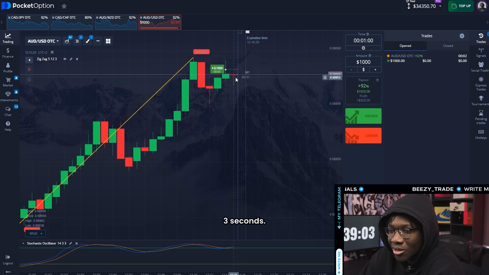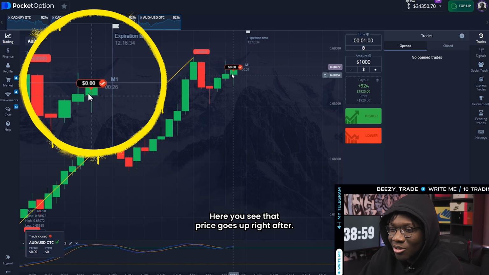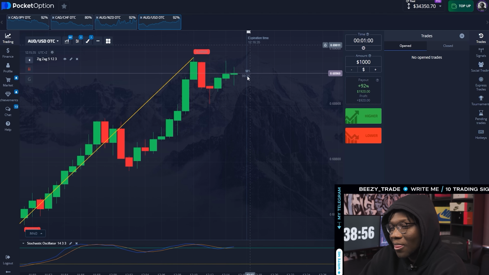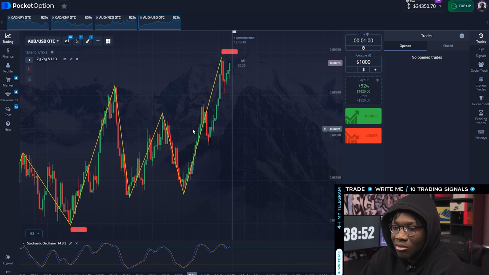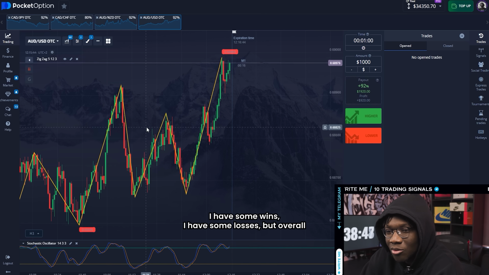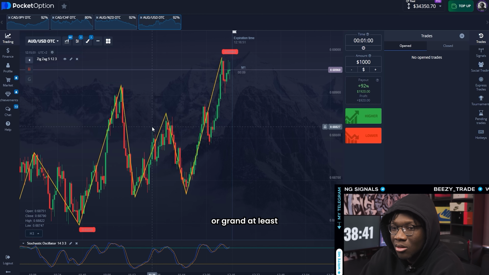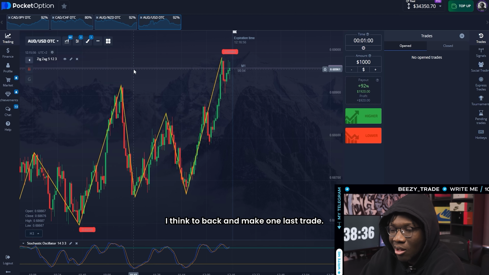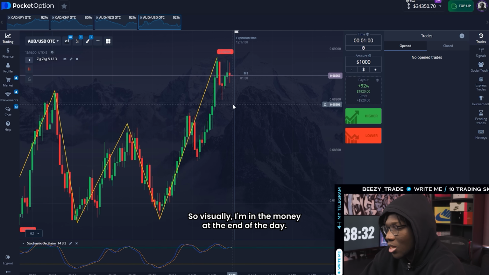3 seconds. See, if I had waited and I entered anywhere here, you see that price goes up right after. So probably I would have won that trade, but I think you can see how my strategy is working. I have some wins, I have some losses, but overall I'm profitable, plus $1,000 at least. Lost $2,000, made I think 2 back, and made 1 last trade. So literally I'm in the money at the end of the day.